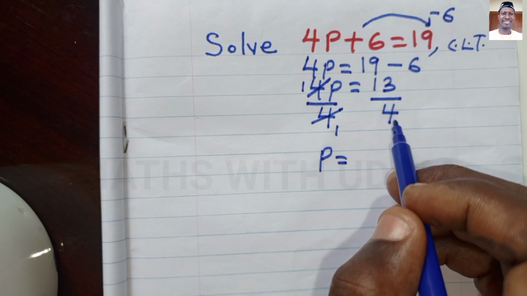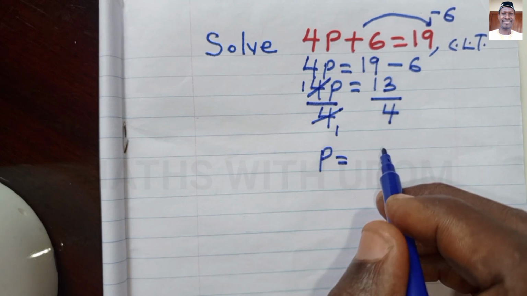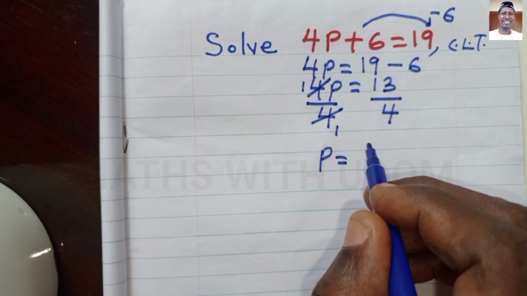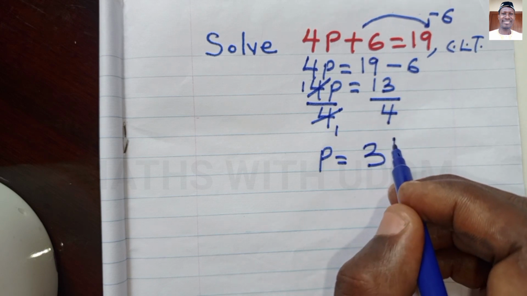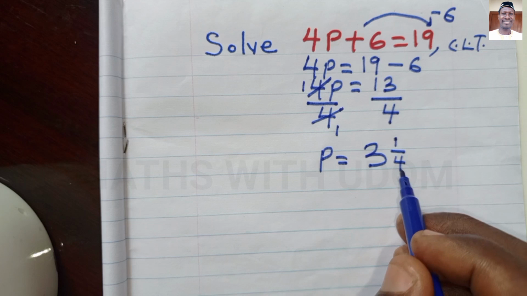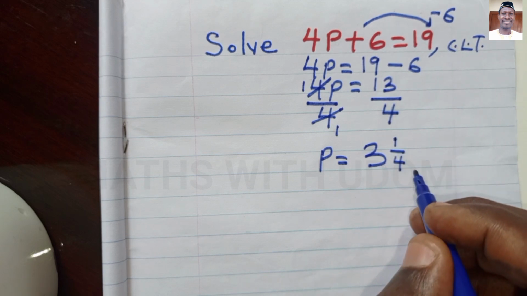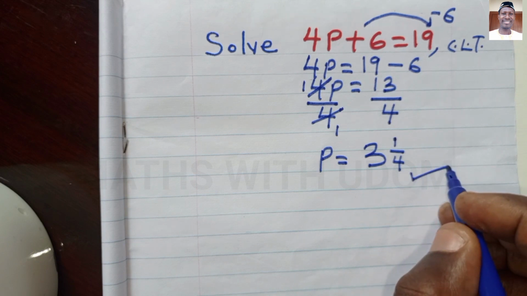we'll be left with a remainder. Okay, so how many 4 can go in 13? We have what? We have 3. Okay, that's 3 whole number. It will remain 1 over 4. So this is our correct answer. To confirm, 4 times 3 is 12 plus 1, 13. So p is equal to 3 whole number, 1 over 4. So this is our correct answer.